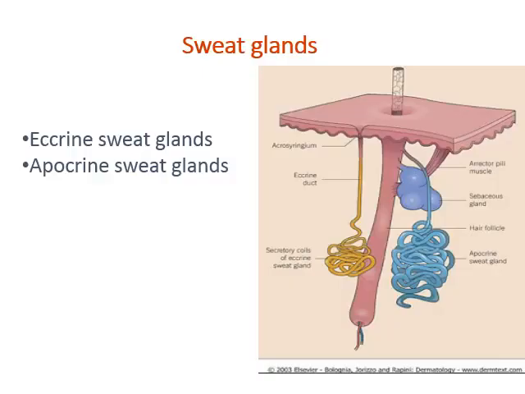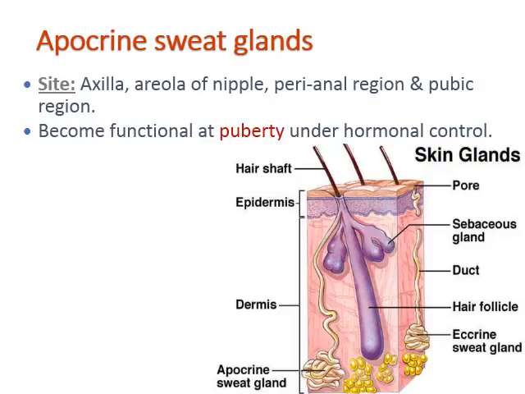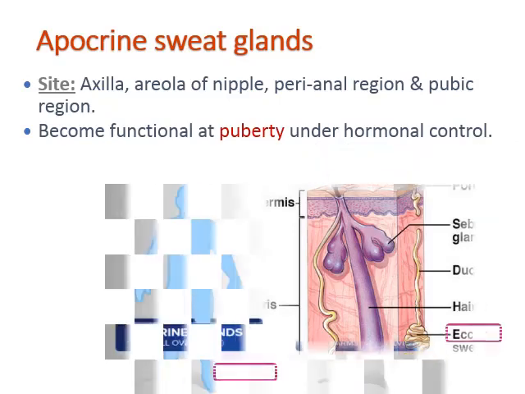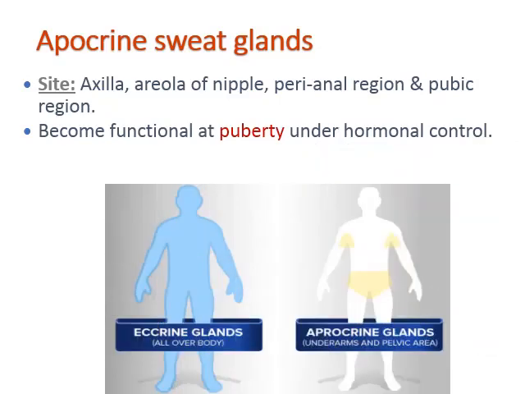Again, as we said, we have two types of sweat glands present in the skin: eccrine sweat glands, which are more common in humans, and apocrine sweat glands, which are less common. Apocrine sweat glands are present in some areas in humans, like the axilla, areola of the nipple, perianal region, and the pubic region. They start to function at puberty under hormonal control.